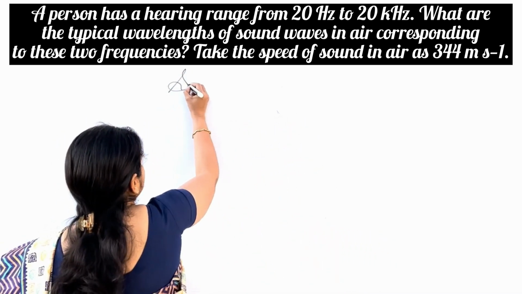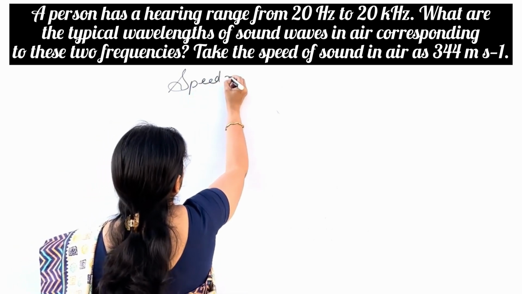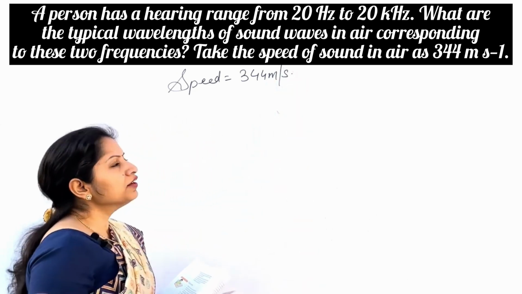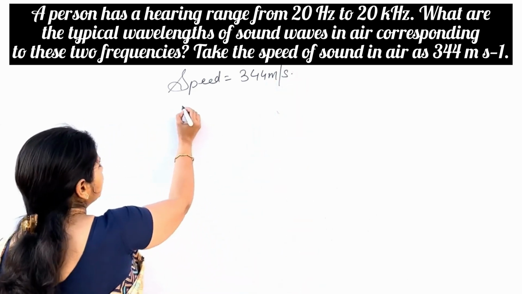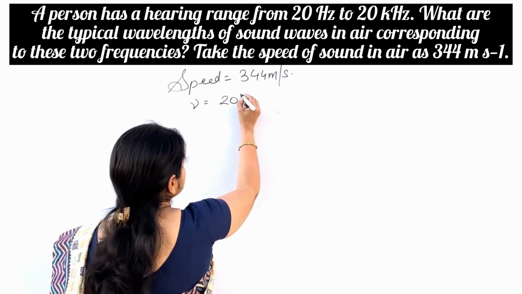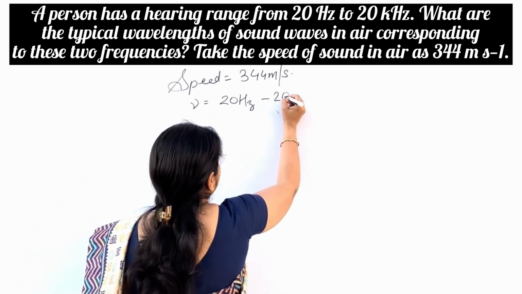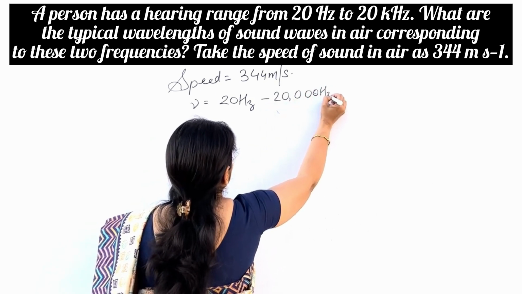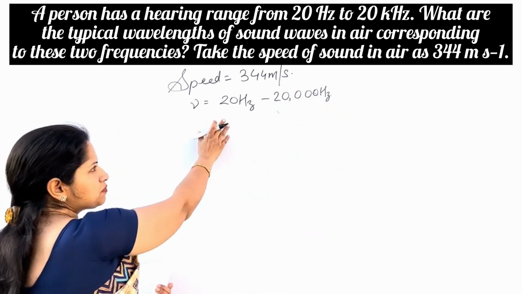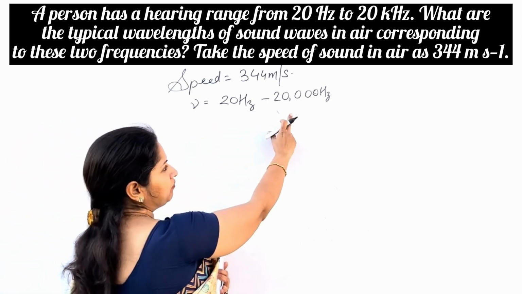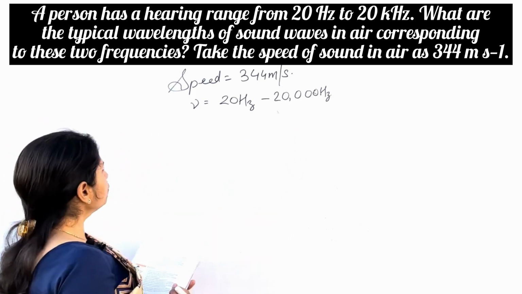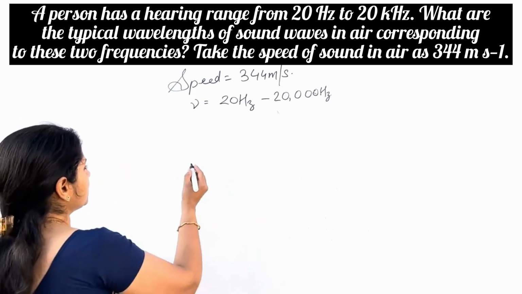The speed of sound in air is given to be 344 meter per second. You know that the audible frequencies are 20 Hz to 20,000 Hz. And you are asked what will be the wavelength corresponding to this frequency and what will be the wavelength corresponding to the 20,000 Hz frequency. Okay. So before moving on, this is a numerical. You should know the formula.